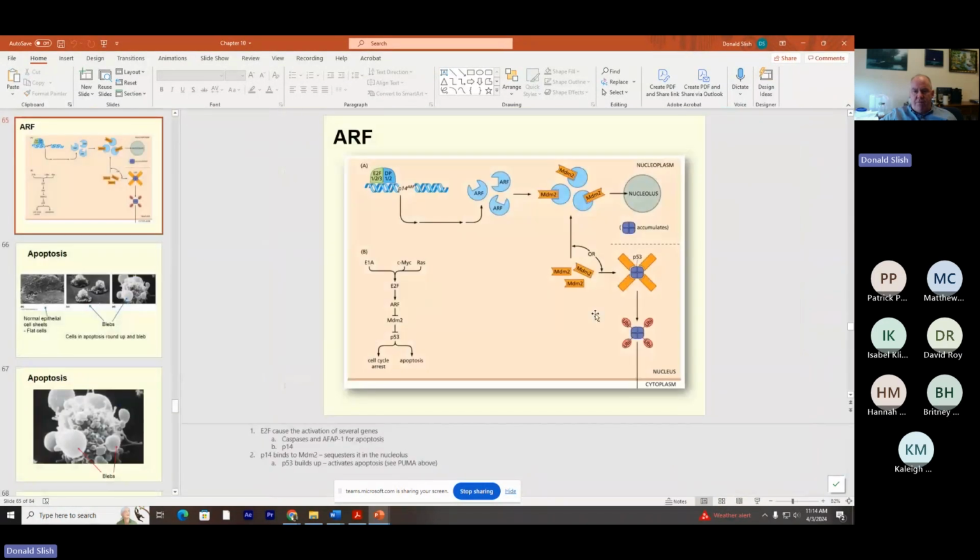So the question is, if you do that with ARF, what's going to happen? So we're going to go to ARF. What's going to happen is it will be in the cytoplasm until you add estrogen, and then it's going to come into the nucleus. It's going to grab MDM2 and sequester it in the nucleolus. And then your P53 is going to accumulate. So that was the answer there.